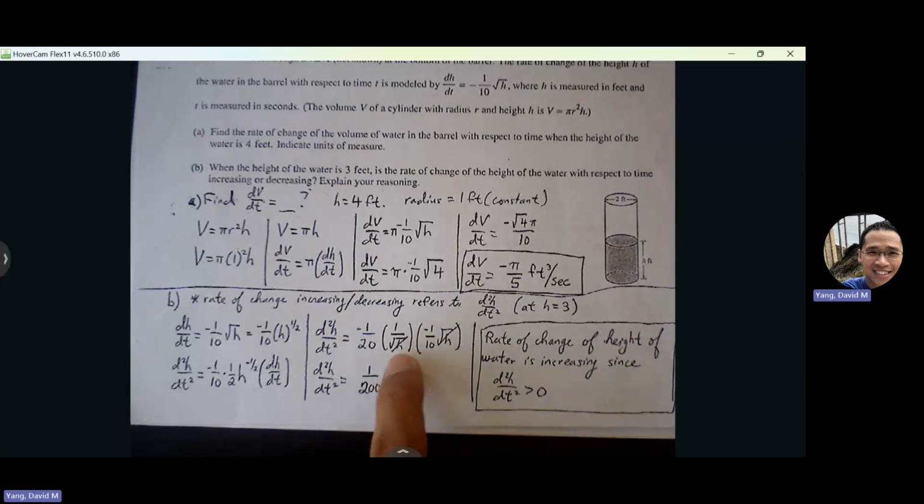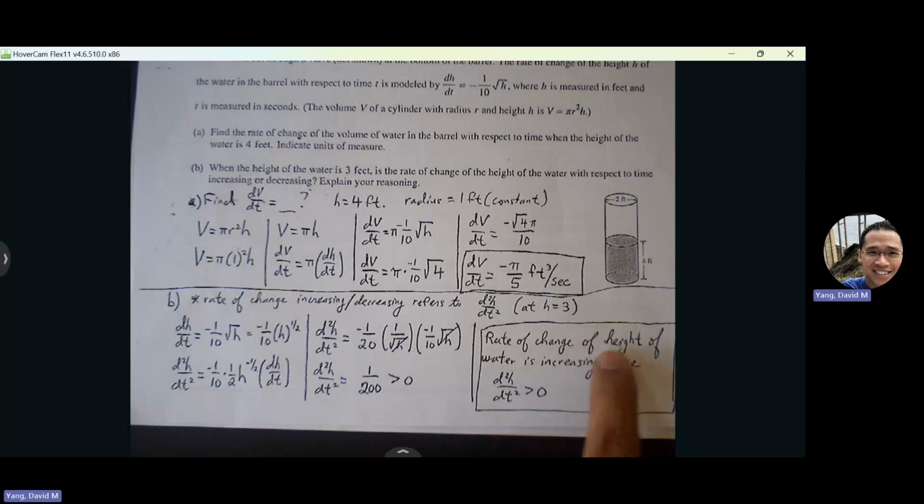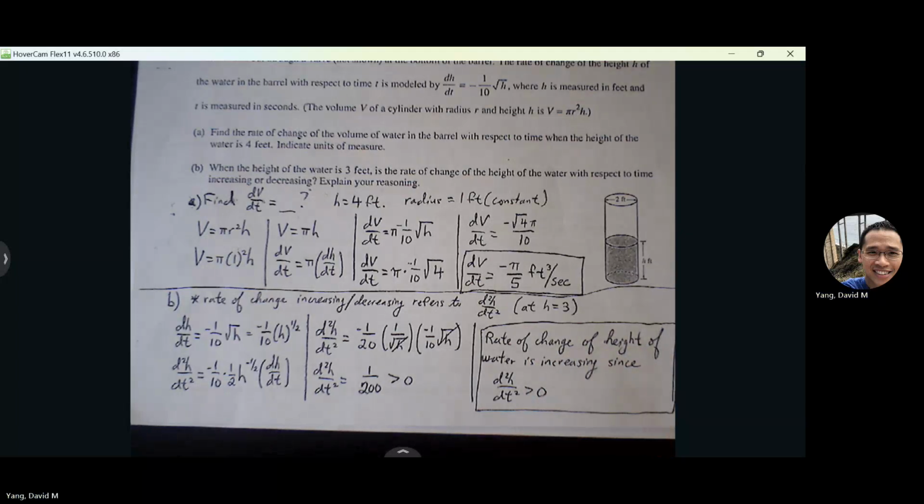If you look, all my h's cancel out. All I'm left with is 1 over 200. That is clearly a positive value. So a positive second derivative means my h prime, or my rate of change of height, must be increasing because the slope of my first derivative is positive. So therefore, my first derivative must be increasing.